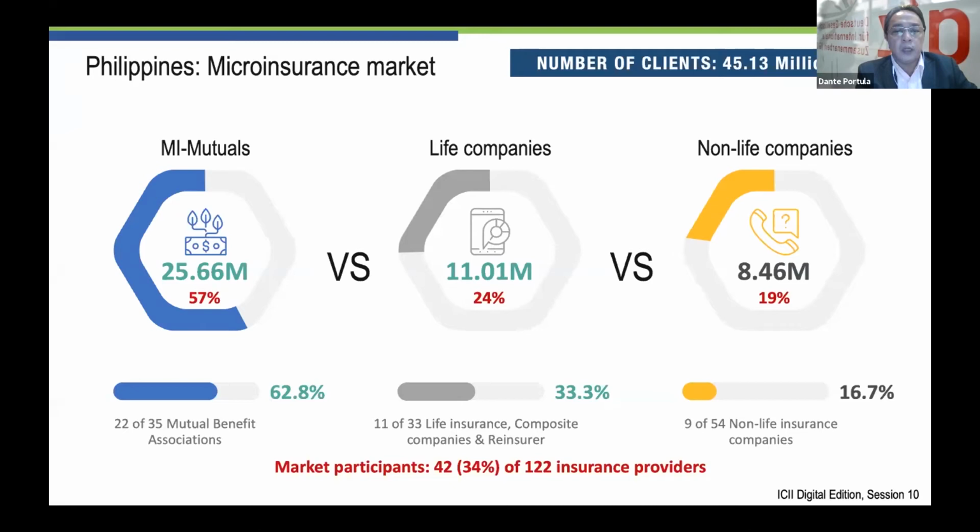You'll notice in the beginning of the slide, there are 5 subsectors, but here the pre-need companies and the health maintenance organizations, or HMOs, are not yet participating. Personally, I only know of one pre-need company and one HMO that has microinsurance products. Next slide, please.